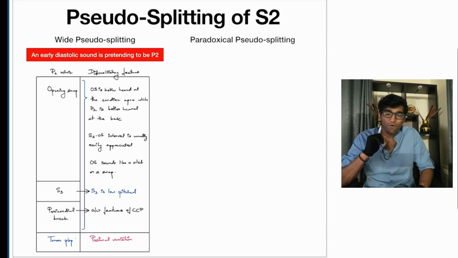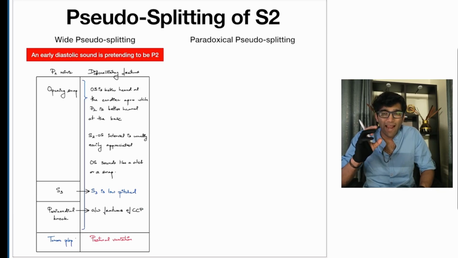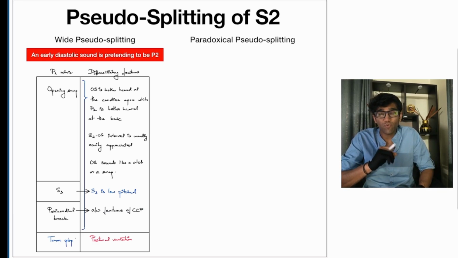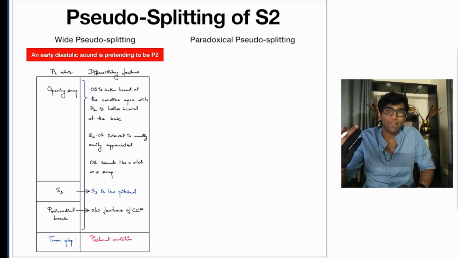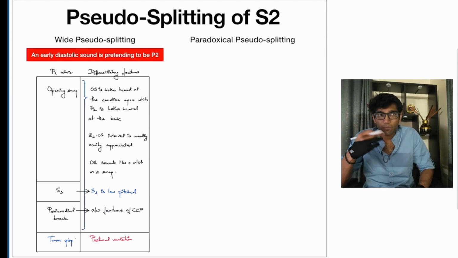Now, the other thing is that the opening snap has a clicking quality. That subjective quality is not there with the P2 component. Okay. So what about S3? You will differentiate S3 in that S3 is a low pitch sound, whereas the P2 component, because there is a pressure gradient between the pulmonary artery and the right atrium, will be a high pitch sound that exceeds 40 millimeters of mercury.